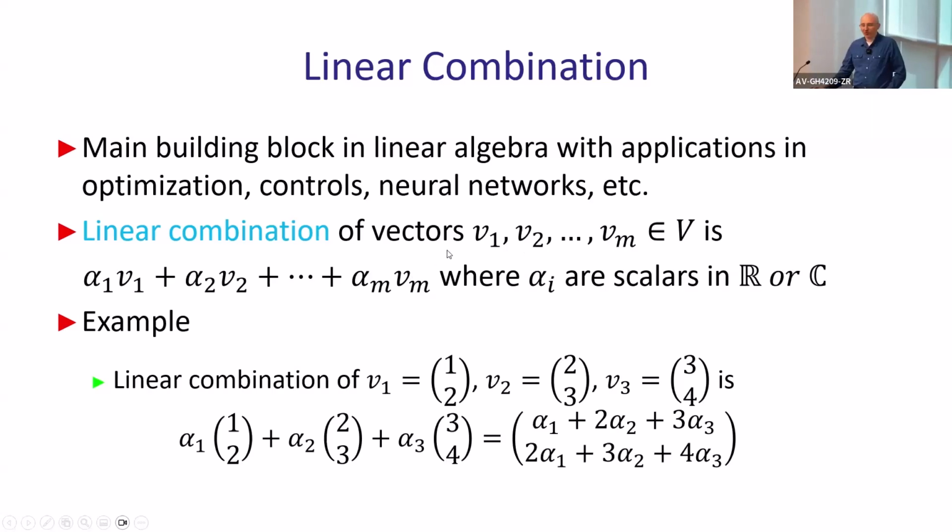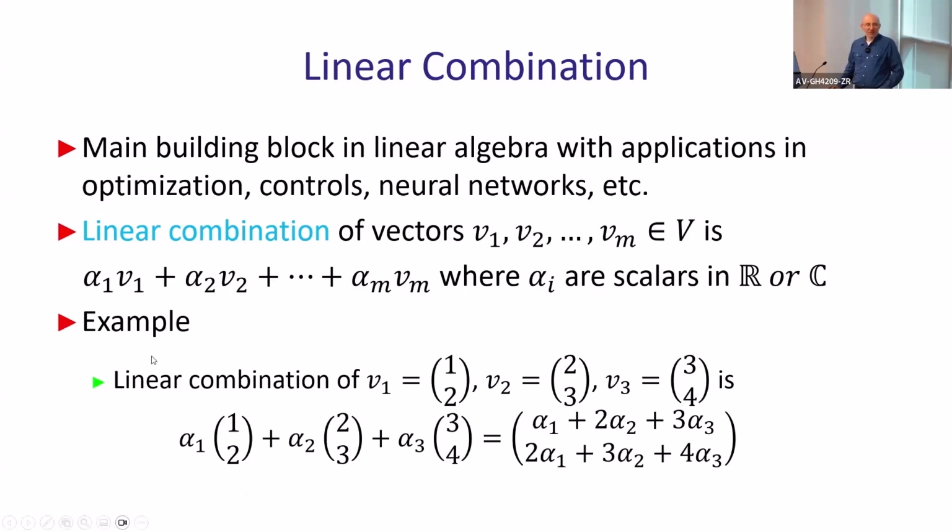So if you have vectors v1, v2, v3, v4, and so on, up to vm, a linear combination is defined as some constant times v1 plus another constant times v2 plus another constant times v3, and so on until you get to the last vector. The constants are scalars, which are just numbers. Everything I say about C will work also with R, because R is a subset of C. Real numbers are a subset of complex numbers. So I'm generalizing immediately to C, but you can think about R as well.